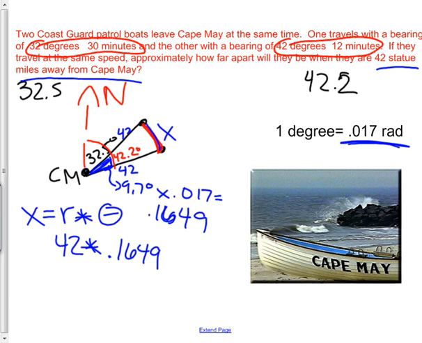And what do we get x to equal? And what would that be? Is that miles? Or what is that? It's on the circular path, so what would that be? Nautical miles.